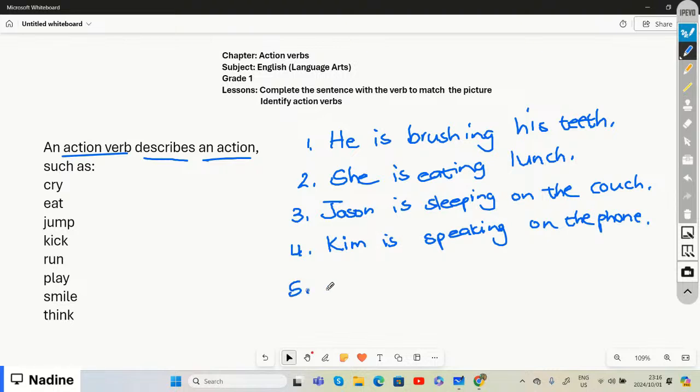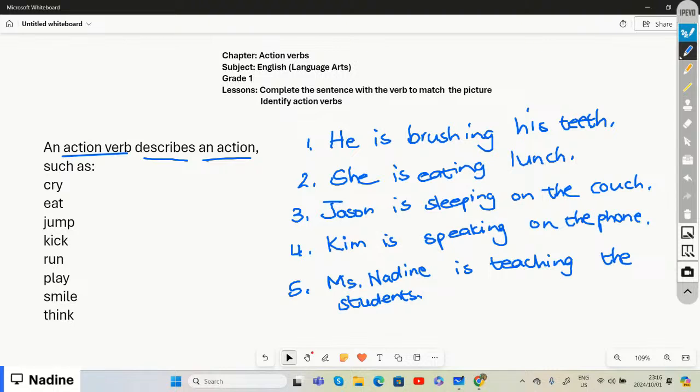And the last one is, Miss Nadine is teaching the students. If we look at those five sentences, we need to identify the action verbs within the sentences. And remember, we said that the action verb is the action or the thing that the subject is doing, which is the person or the thing or the animal. So what is the action within that sentence?